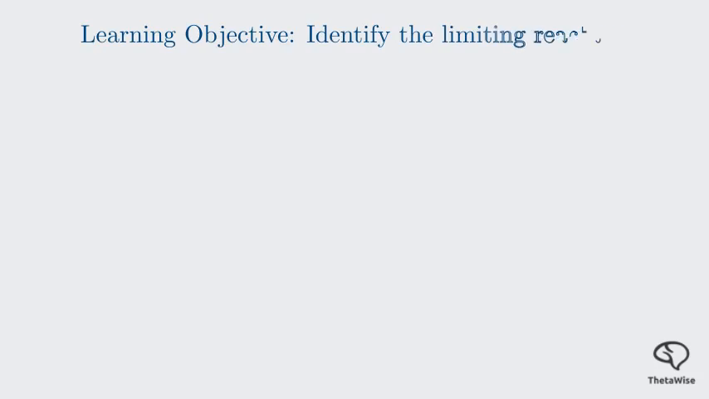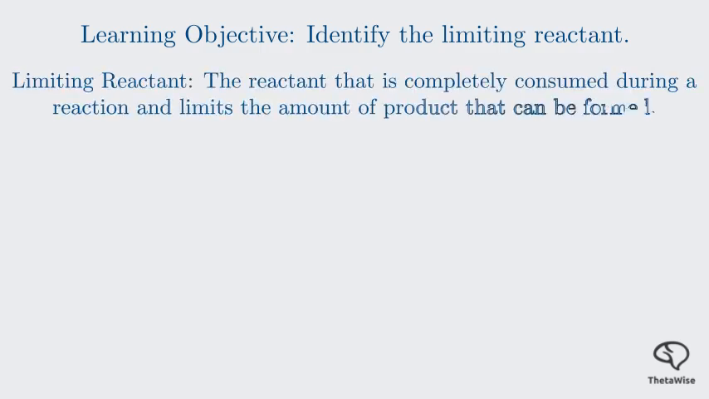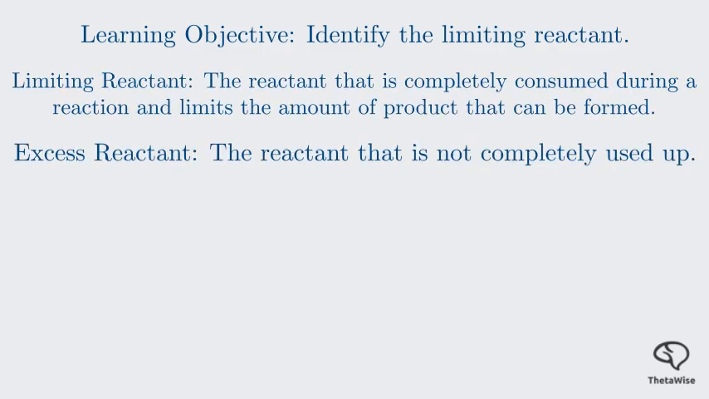In many real-world reactions, you won't have the reactants in the exact molar ratio required by the balanced equation. You'll often have an excess of one reactant and a shortage of another. The reactant that runs out first is called the limiting reactant. It's the one that stops the reaction, just like a recipe. If you're making sandwiches and you have 20 slices of bread but only 4 slices of cheese, the cheese is your limiting reactant. You can only make 4 cheese sandwiches. The bread is in excess.